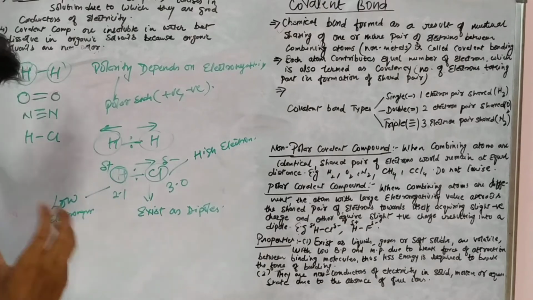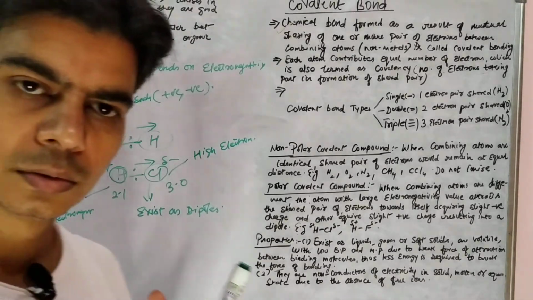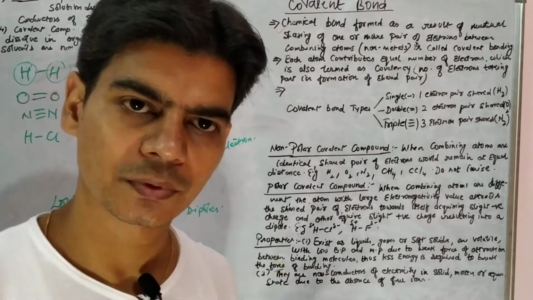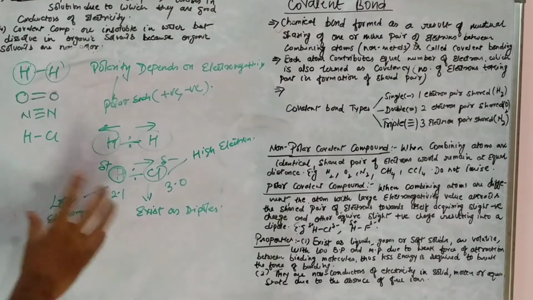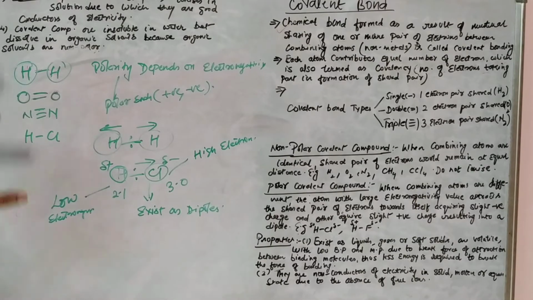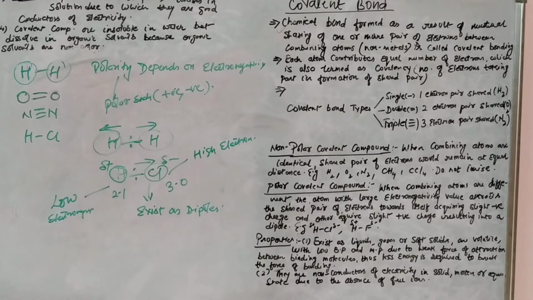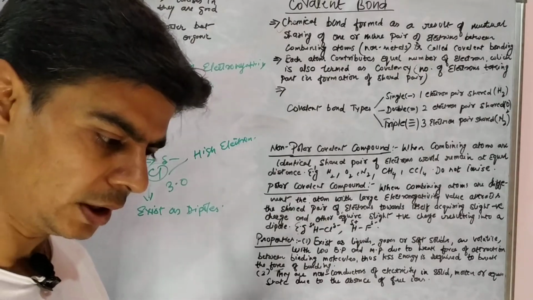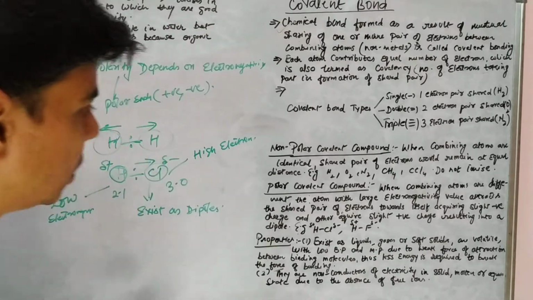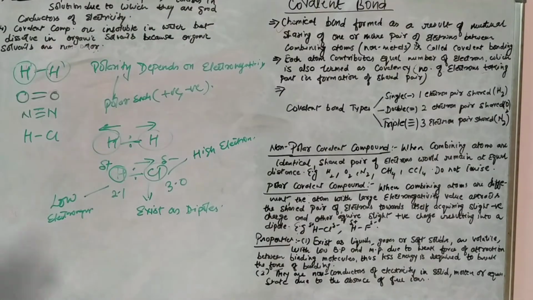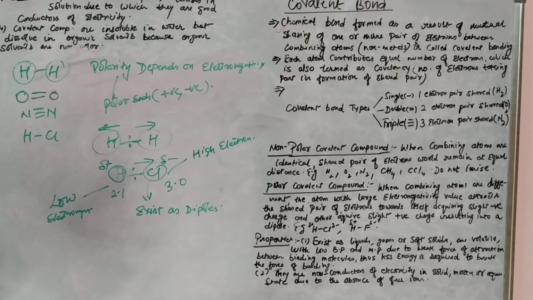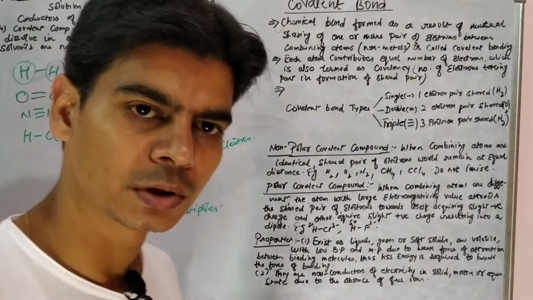Compounds that are made up of two different non-metals that have an electronegativity difference are called polar covalent compounds, right? And compounds composed of the same type of atoms attract the shared pair of electrons equally towards one another. Both these atoms will attract the shared pair of electrons with equal force, right?